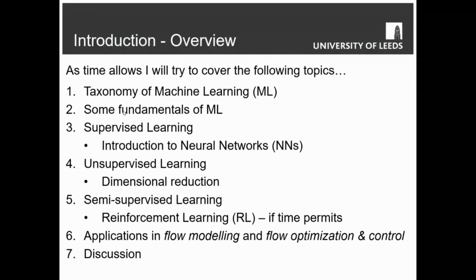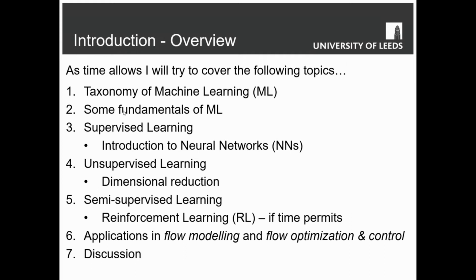And I do want to make sure that I give you a little bit of a discussion of some of the applications in flow modeling and in flow optimization and control. So these are two different application areas. One of them is specifically using machine learning to model flows. The other one is using machine learning to perhaps control or optimize flows. And so I'll try and make that distinction. And I'll finish with a discussion including some of the open problems that we need to address in the fluid dynamics community.